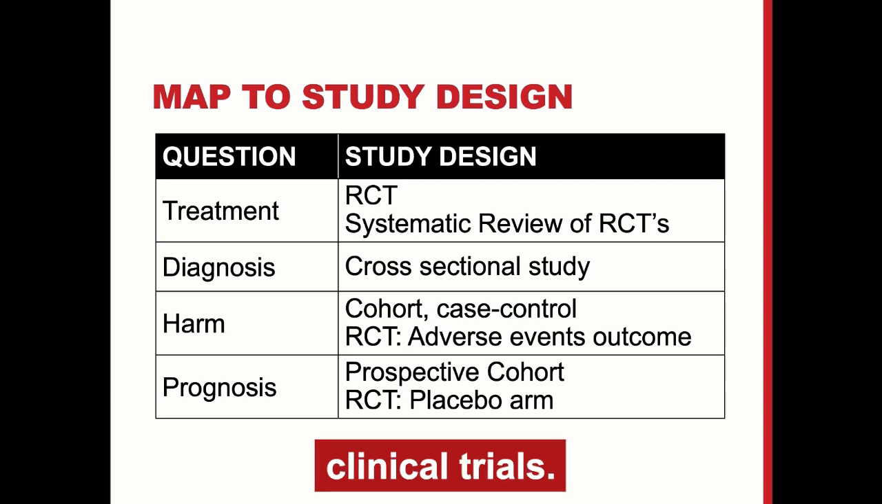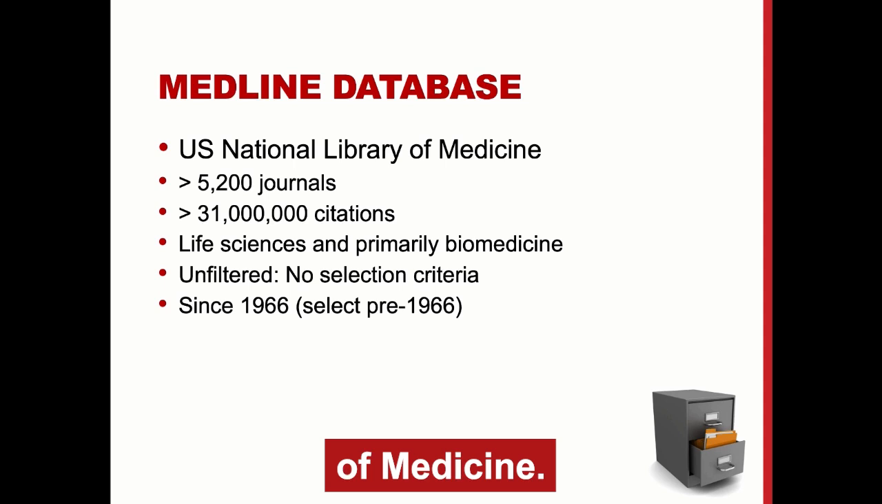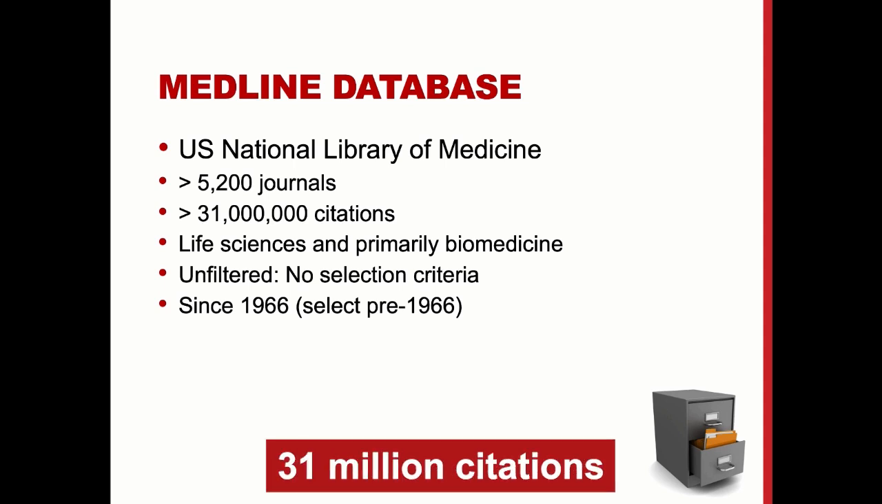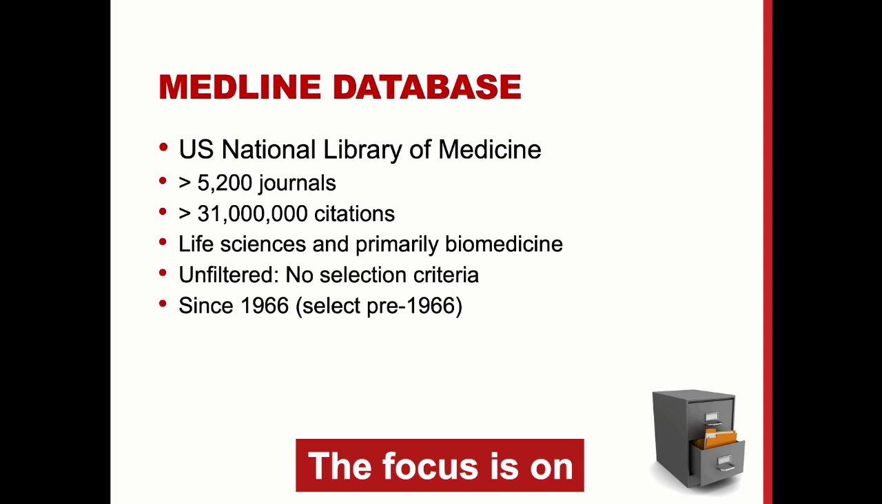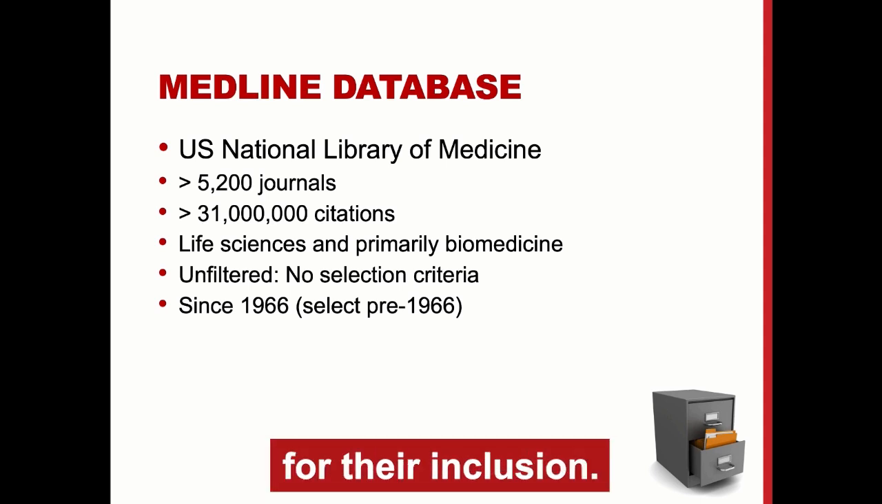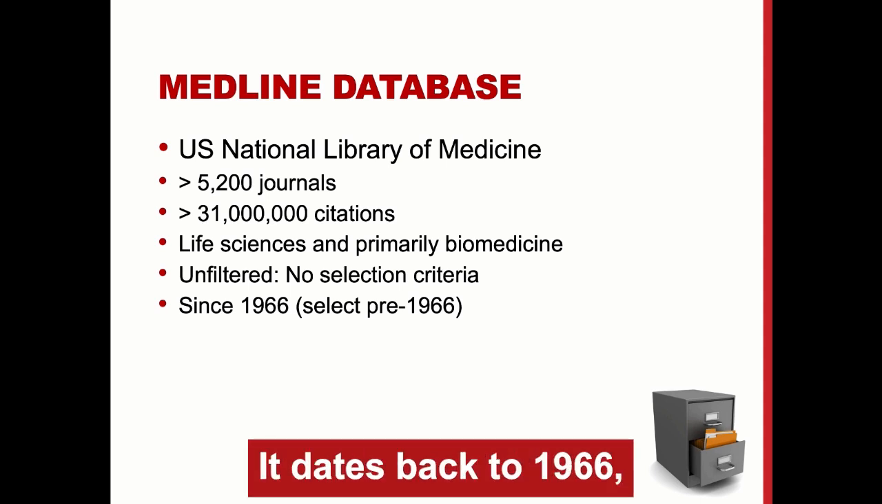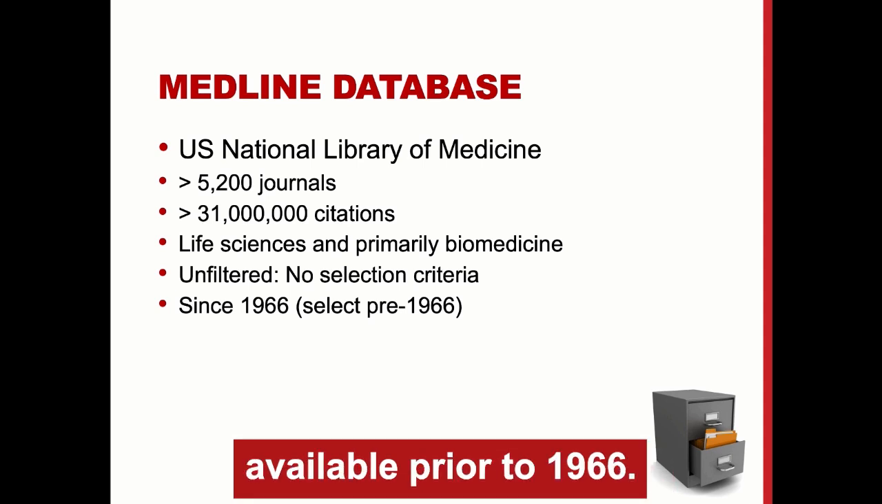clinical trials. The Medline database is part of the U.S. National Library of Medicine. It includes over 31 million citations from more than 5,200 journals. The focus is on life sciences and primarily on biomedicine. The citations are unfiltered. This means that there are no selection criteria for their inclusion. It dates back to 1966, with selected resources available prior to 1966.